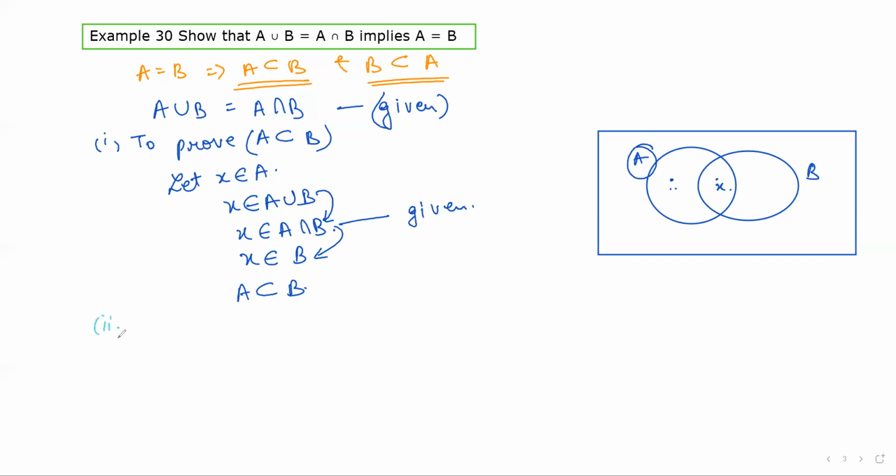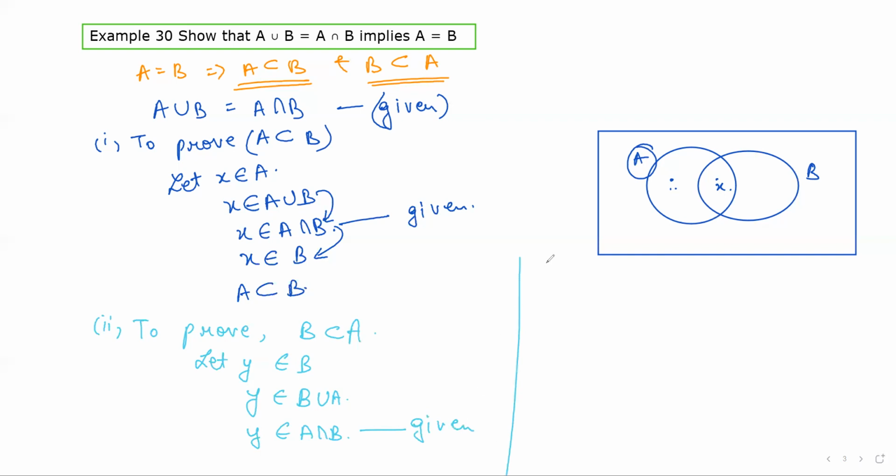Second part, to prove B is a subset of A. Now to prove this, let Y belong to B. And if Y belongs to B, then Y also will belong to B union A or A union B. Then we know that A union B is A intersection B. So Y also belongs to A intersection B, given.